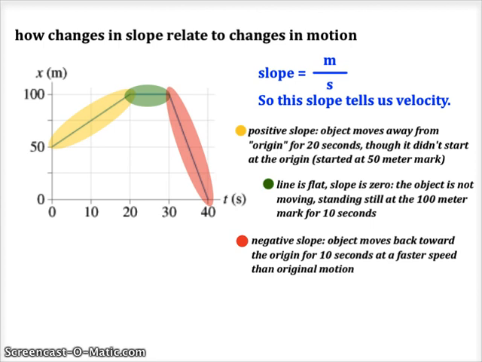And then in our last section, looking from t equals 30 to 40 seconds, here our graph now slopes downward. A negative slope means the object moves toward the origin, back towards the direction it originally came from. Our slope value would be negative, but it would also be a much greater number than in the yellow section. So we know that it's traveling faster during this red section.